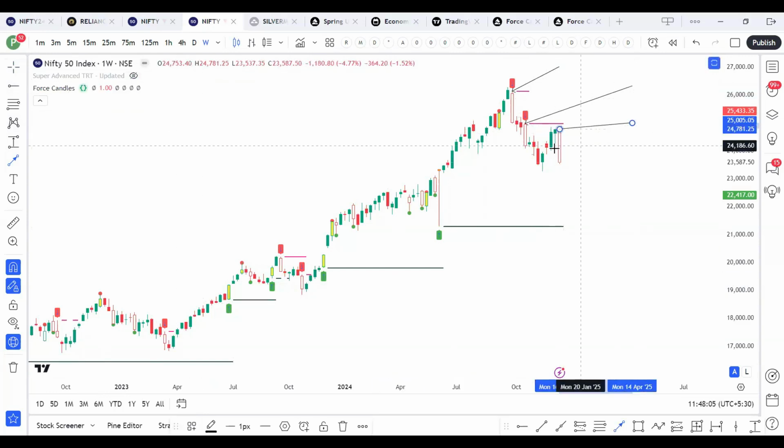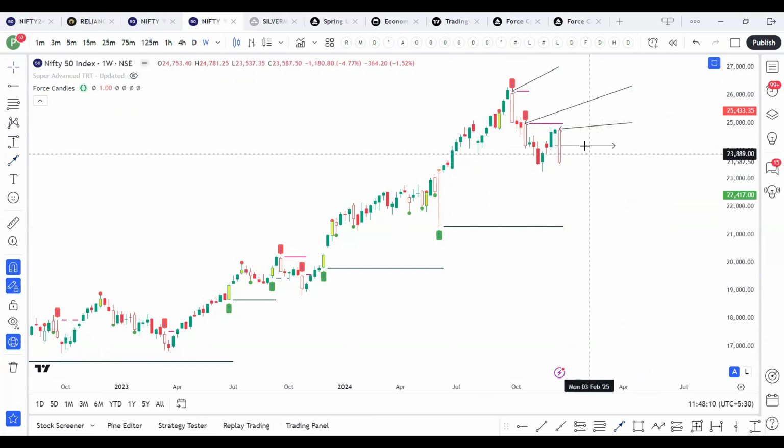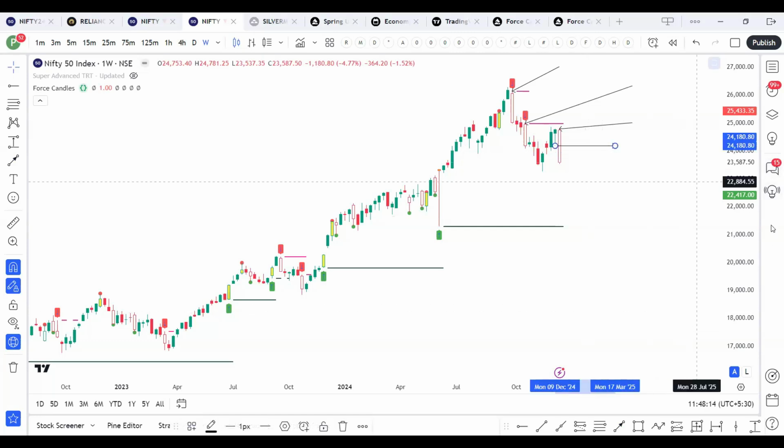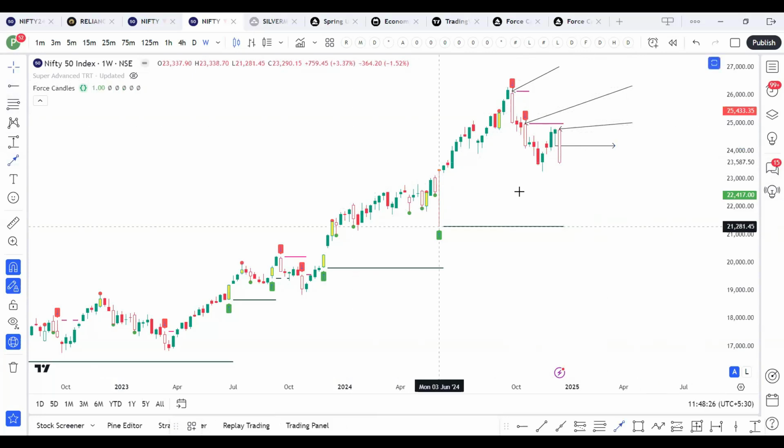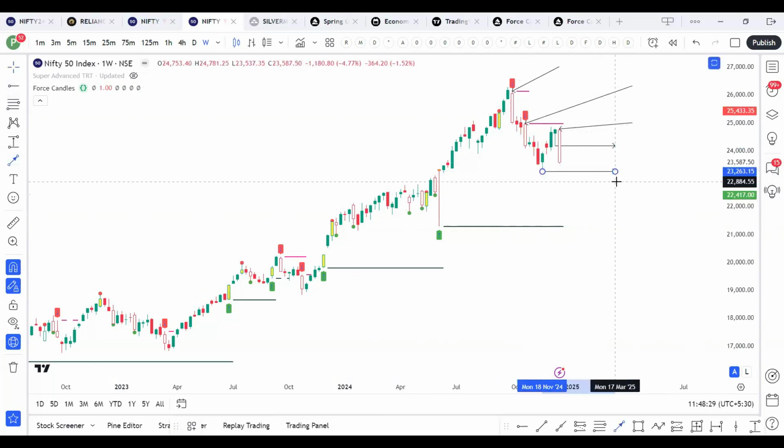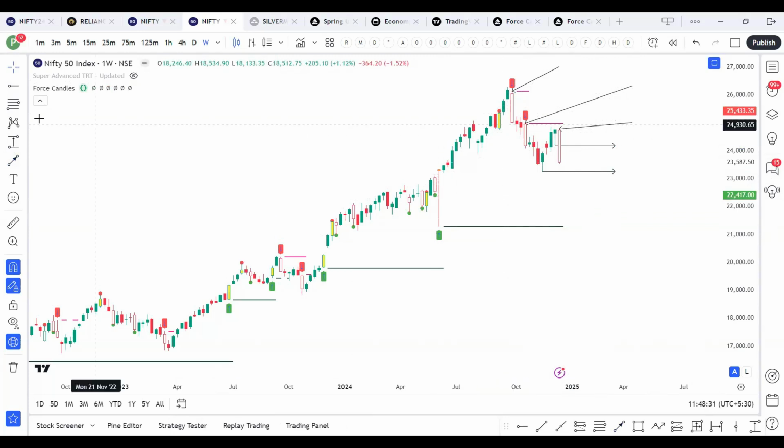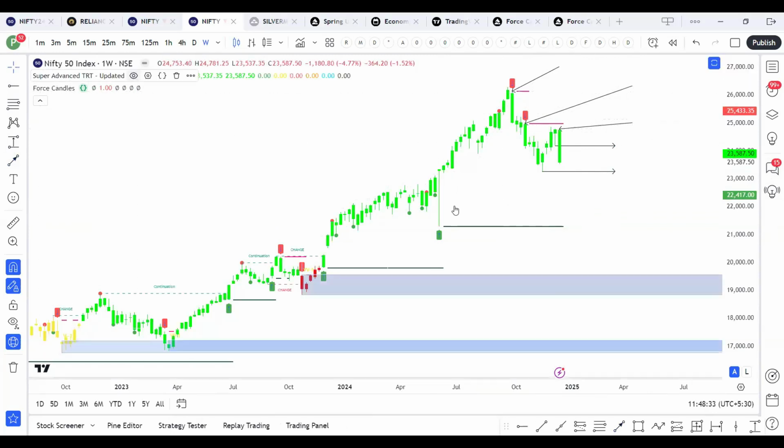As long as next week prices remain below 24,180, if by next Friday prices are not able to cross 24,180, then this will also print a red down arrow. And if that happens, then it can break down below this low. It can come to the weekly buying area also, or it can come down somewhere here also.